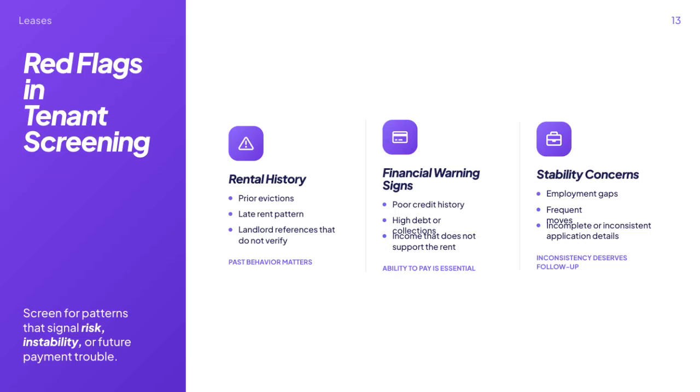When screening tenants, it's crucial to watch out for red flags that may indicate risk or instability. One of the most important areas to focus on is rental history, because past behavior often predicts future behavior. For example, prior evictions or a consistent pattern of late rent payments are clear warning signs you need to take seriously. Also, landlord references that don't verify information can be a signal to dig deeper.